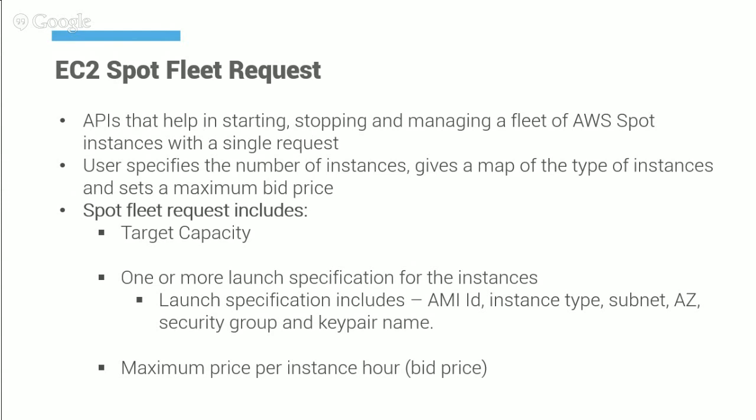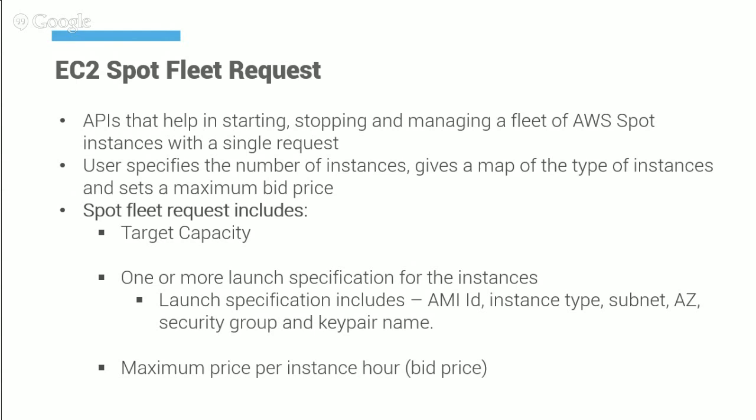The other interesting thing that AWS has recently launched is the EC2 Spot Fleet feature. Spot Fleet is basically a set of APIs that help in starting, stopping, and managing a fleet of Spot instances, all with a single request. You can have multiple Spot instances aggregated into a single fleet, and manage it with a single request. Here, the user specifies the number of instances they want as part of the fleet, and they also give a map of all the different types of instances they would need, and set a maximum bid price. So these are the things that the user provides.